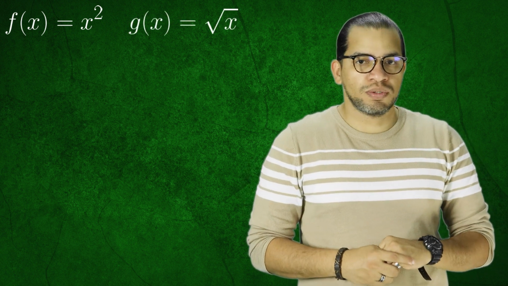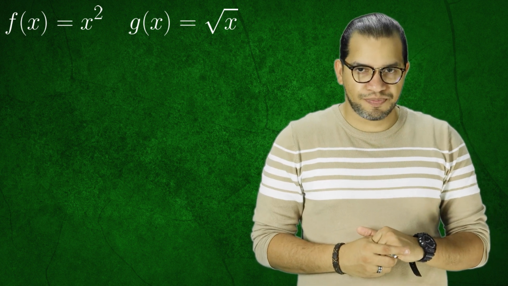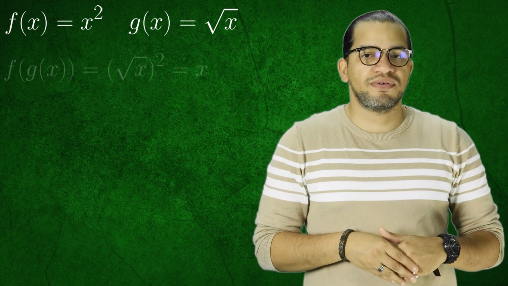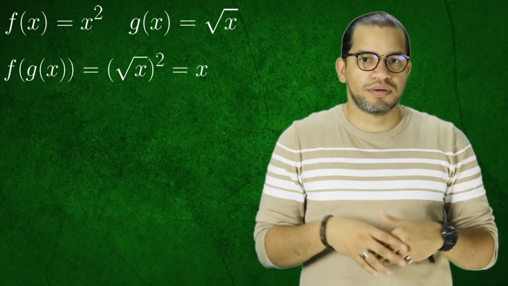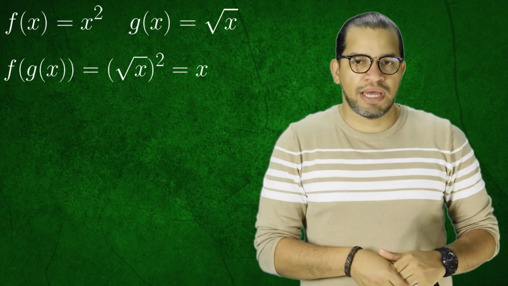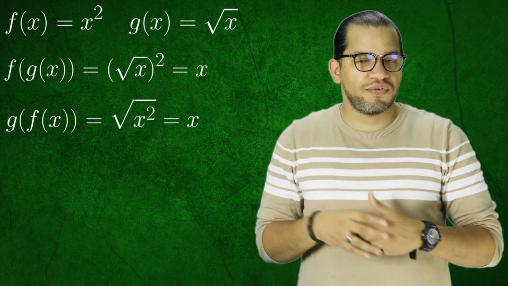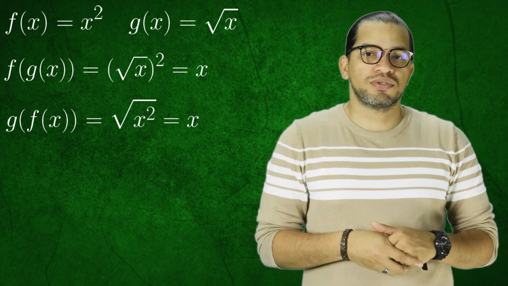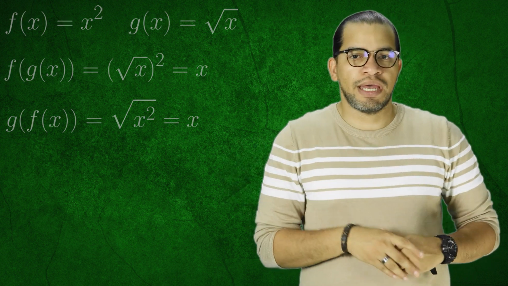Now let us consider the following two functions: f of x equal x squared and g of x equal the square root of x when x is greater than or equal to 0. Then f of g of x will be the square root of x, squared, and that is equal to x. And if we do the other way around, g of f of x, that will be equal to the square root of x squared, which is also equal to x.